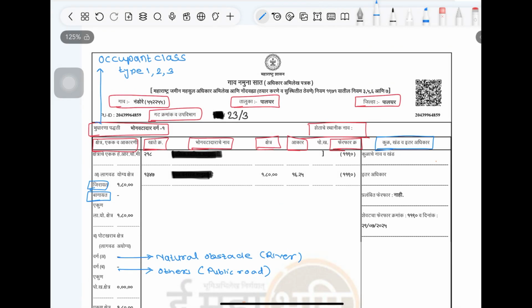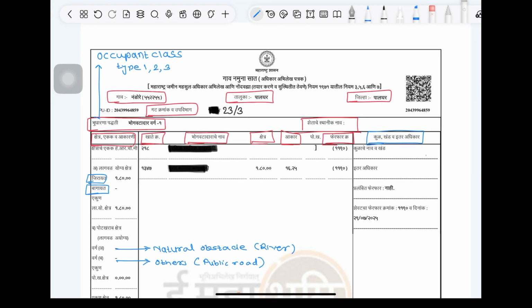Here I downloaded the Satbara. This Satbara is for village Nandore, Taluka Palghar, district Palghar. Now here you have the information Gat Kramanka or Upavibhag, that is survey number. Here it is 23/3. What does 23/3 indicate? For example, in that village the land is divided into 23 parts, and that 23rd part got further divided into 3 parts, and the third part belongs to this person.